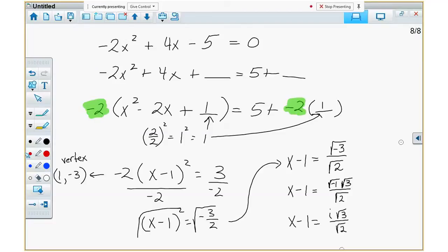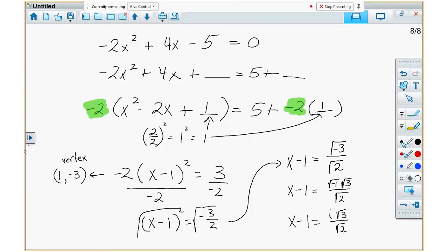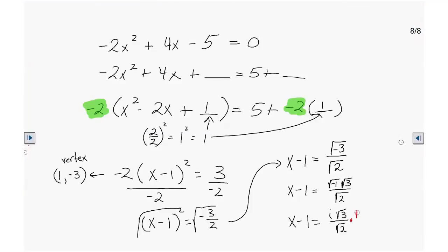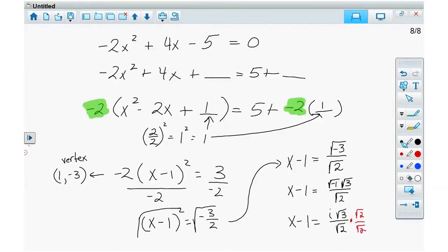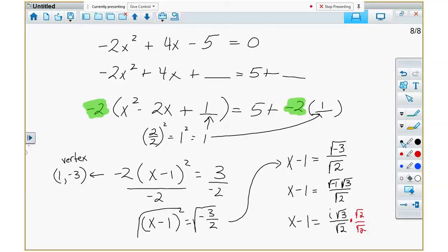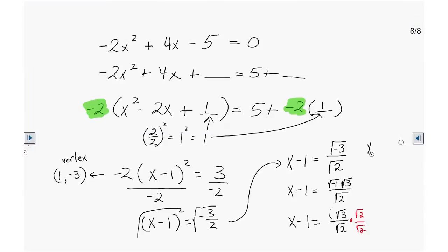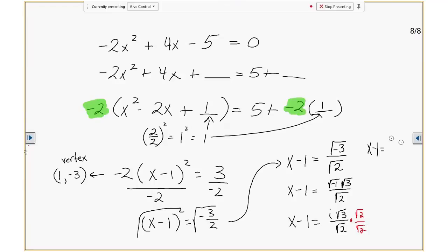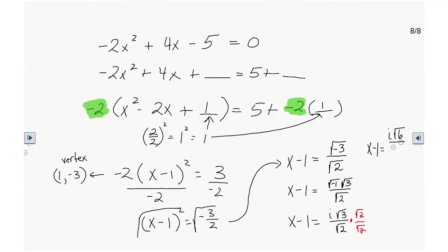Now, what else is wrong with the right side? What else do you not want? You don't want a radical in the denominator, so we're going to rationalize the denominator by multiplying by the square root of 2 over the square root of 2. You should remember that from your Math 102. So x minus 1 is equal to i square root of 2 times square root of 3 is what? Square root of 6 over 2.